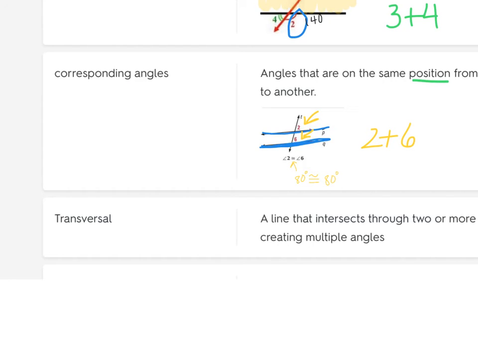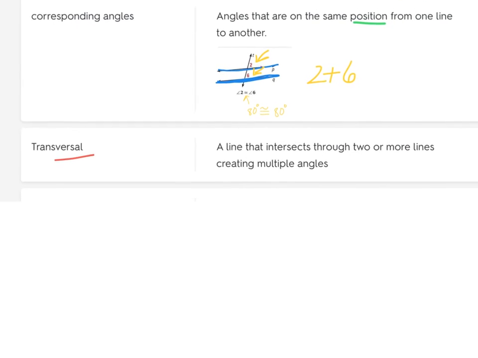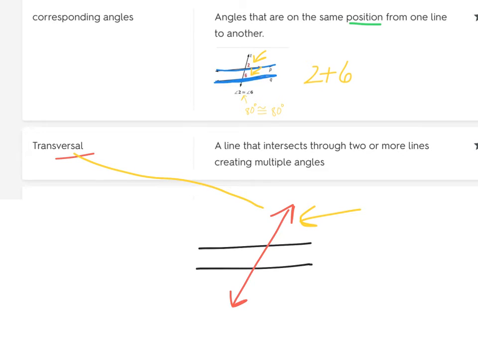We've already thrown this word around, transversal. A transversal is the line that intersects through 2 or more lines, creating multiple angles. So in our previous pictures, we've had the parallel lines, and then we had another line that cut through. So that line right here is called the transversal, the line that cuts across.